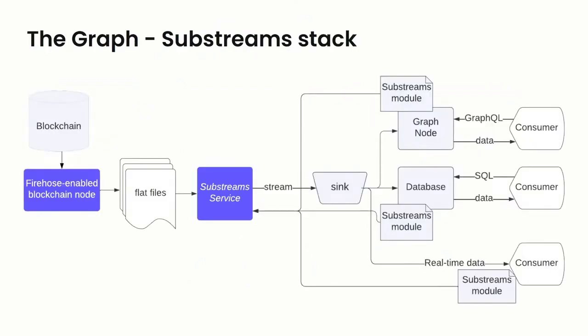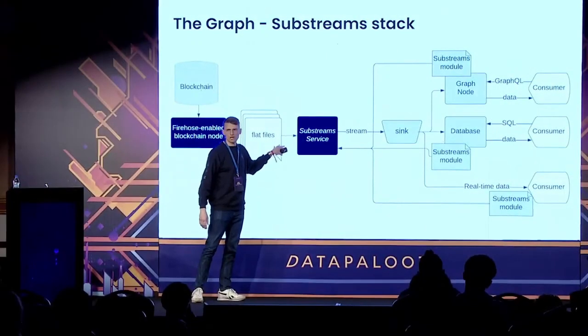And this is what I just said in a visual way. You write your substreams module in Rust, and then it gets compiled into WASM. That WASM then gets sent to this thing called a substream service, which sits alongside these binary flat files, and they can quickly process the data.